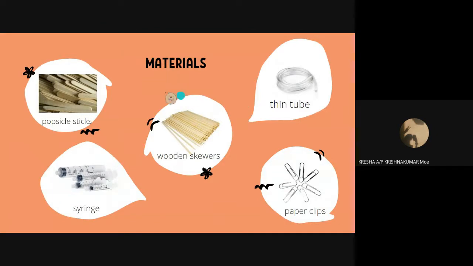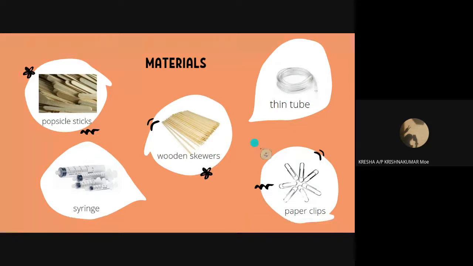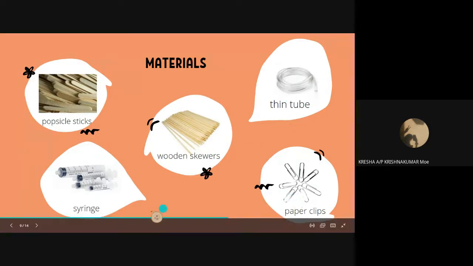For my project, the materials that I used were popsicle sticks, syringe, wooden skewers, tin tube, and paper clip. Because I couldn't find wire in my house, I used paper clip.